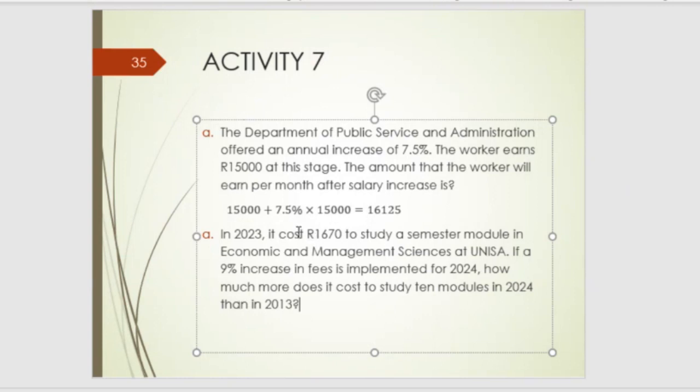You have 1,670 to study a semester module. Then if there's a 9% increase, you take that portion for one module and multiply it by 10. Maybe first find that difference, then multiply it by 10. That will be the extra that you will be paying on top of that. So that's what I wanted to say.